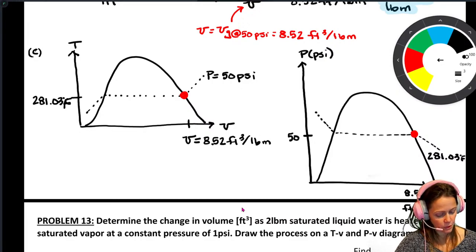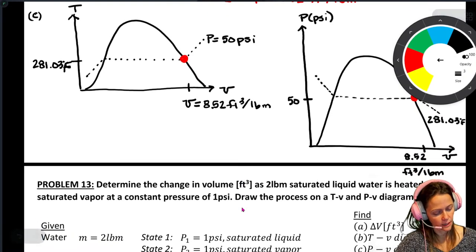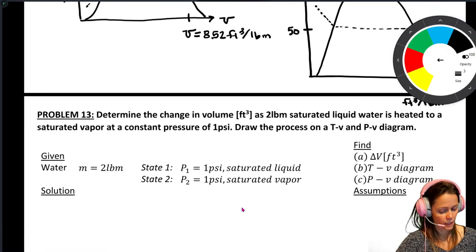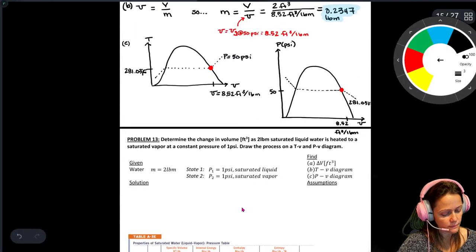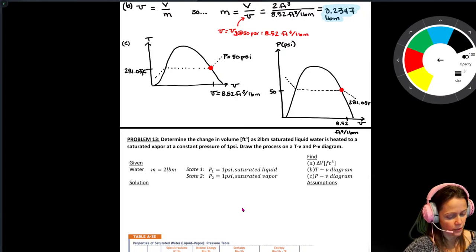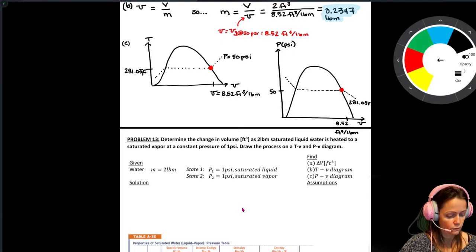All right, problem 13, determine the change in volume, and we want that in feet cubed. So on my find, it's behind my head, I think. There we go. Behind my find, I've indicated the units that I want that delta V in. And we want to draw that process. So this is different. It's a process from one state to another.